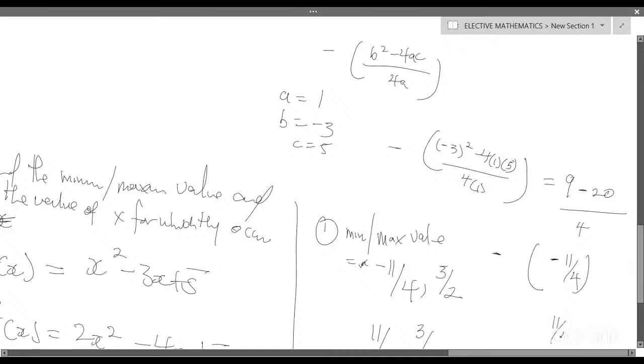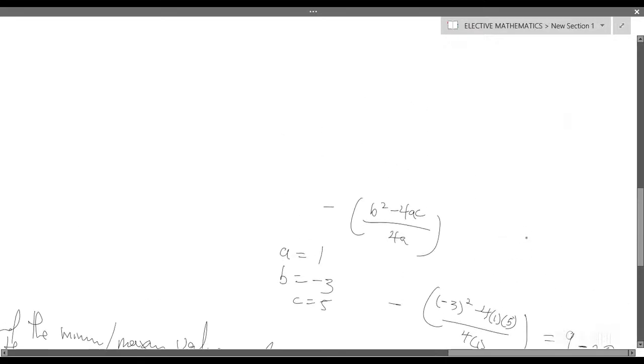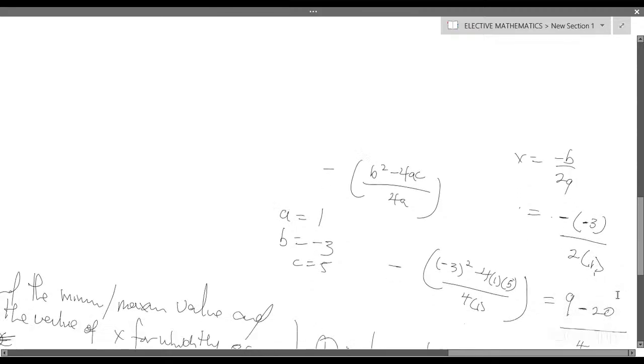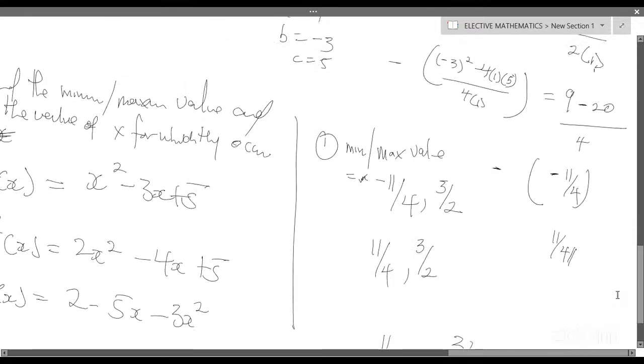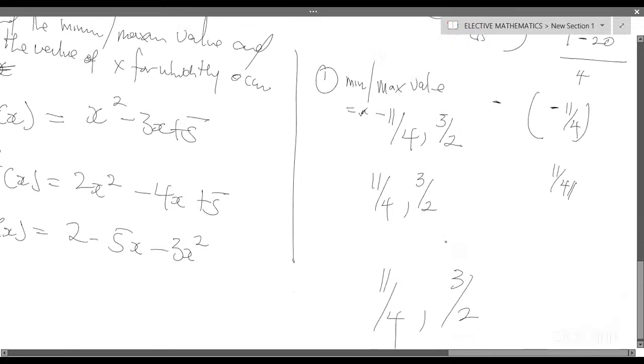Because of the minus outside the bracket, it will make this positive. So 11/4. Now, where does it occur on the x-axis? What formula are we going to use? So x is equal to minus b over 2a. What's our b? Our b is -3, but there's minus already. So minus bracket minus 3 all over 2. What is our a? 1. So we're going to get positive 3 over 2. And that is what we had here. So I think this and this is correct for all the 3. But here, there's no negative.